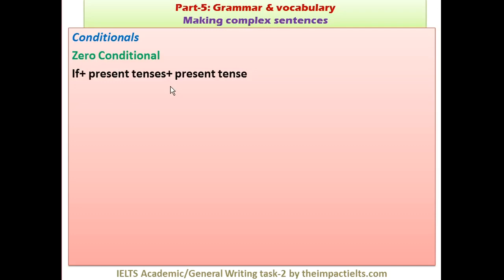In zero conditional, we talk about general facts or the general actions and reactions that take place. You can see here, this is the structure. So if is the conditional part, and the second part is the result part. When we talk about a conditional sentence, we talk about a particular condition which we use with a conditional word like if or other words like when, provided that. But for your convenience, I'm using if here consistently, right? And the second part is the result part. So in zero conditionals, both sides will be in the present tense, right?